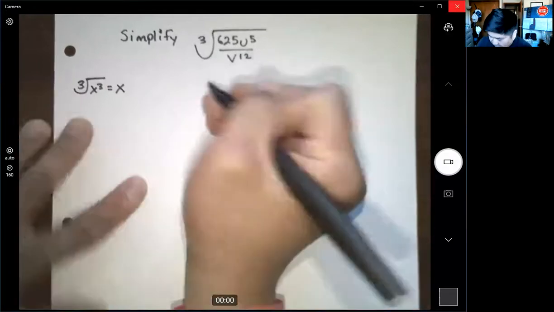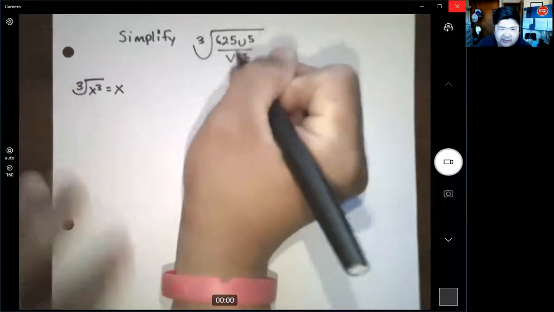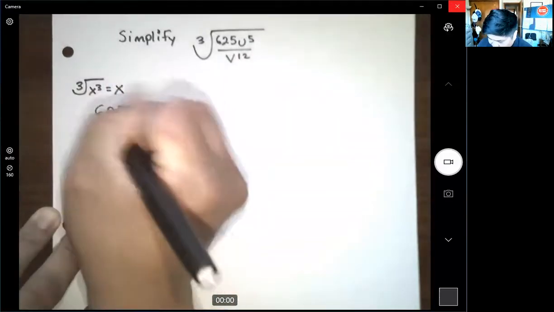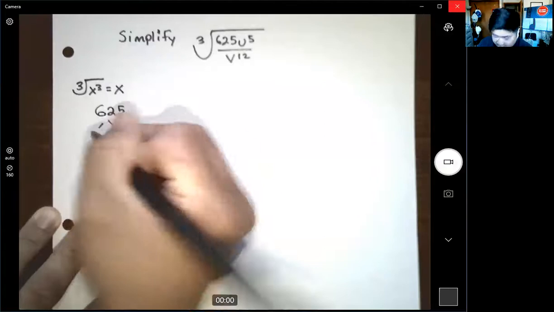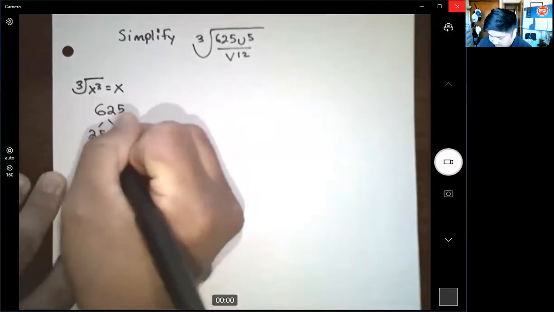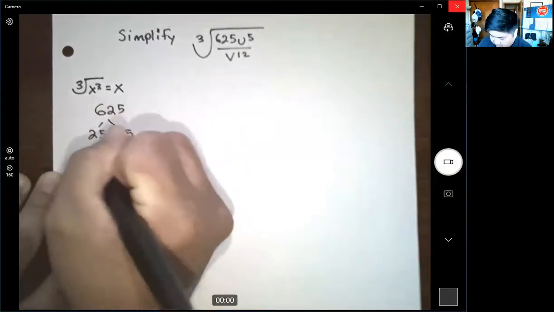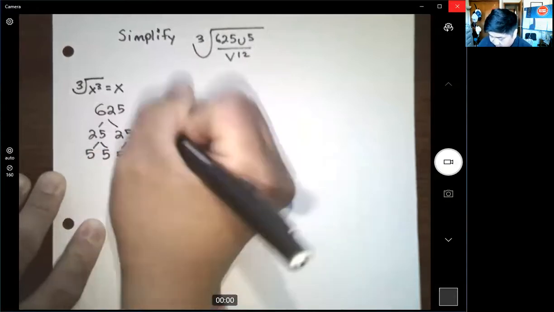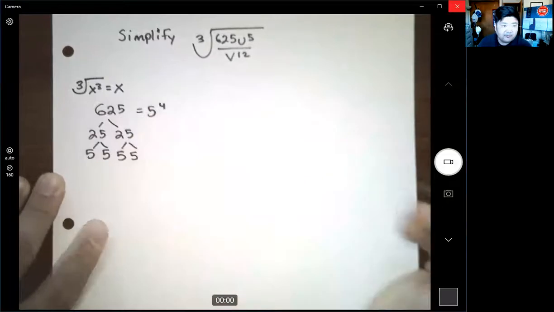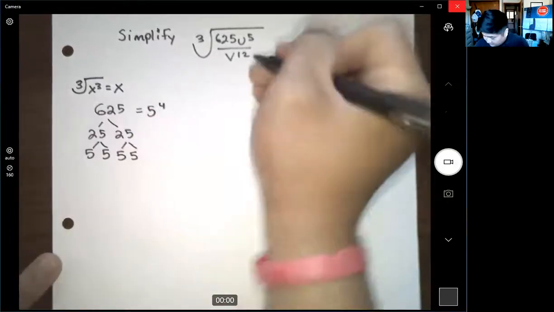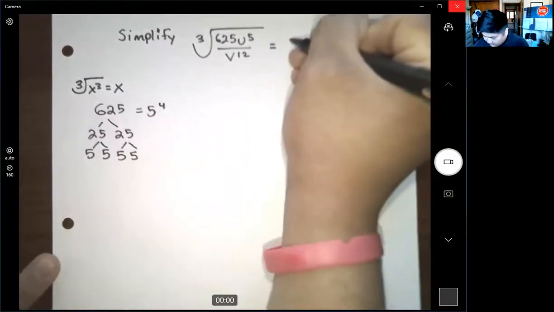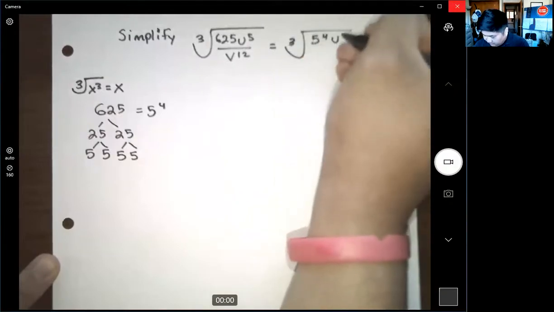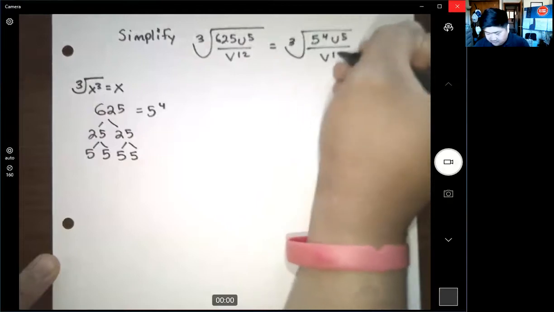All right, now let's go ahead and break all of this down. So 625 actually is 25 times 25, or 5 times 5, 5 times 5. So that's actually 5 to the 4th power. All right, so this is the cube root of 5 to the 4th power, u to the 5th power over v to the 12th power.